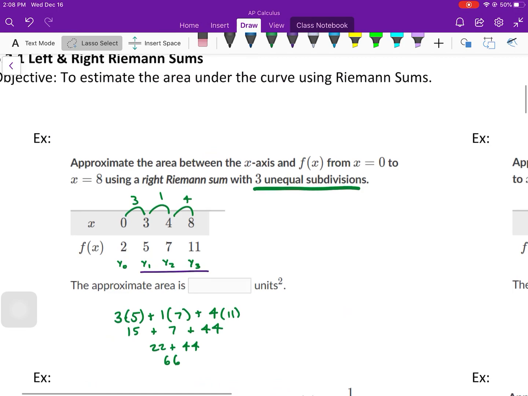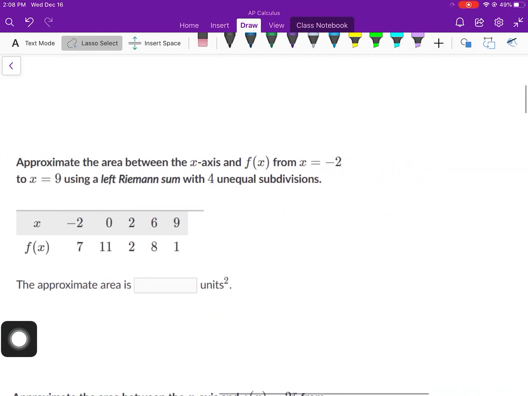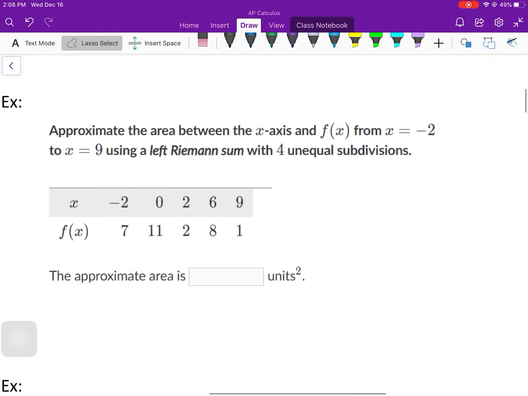Now, what if it was a left sum? Same idea. We'd use 3, 1, 4, but we'd use 2, 5, and 7 for our y values instead if it was a left sum.